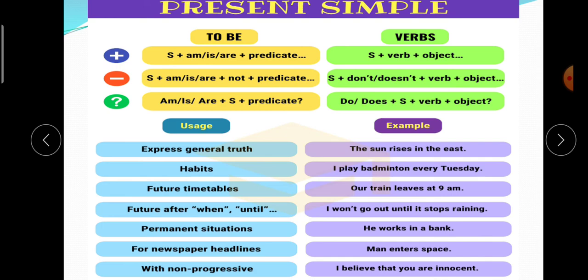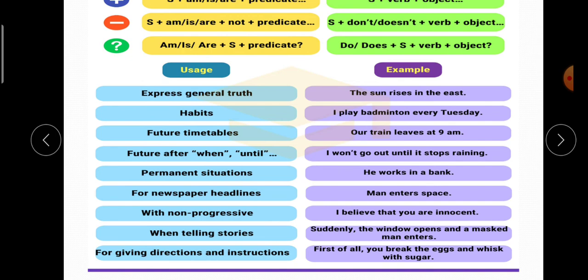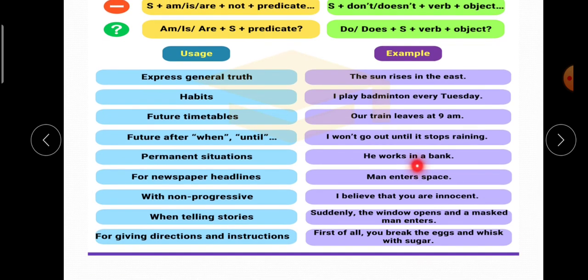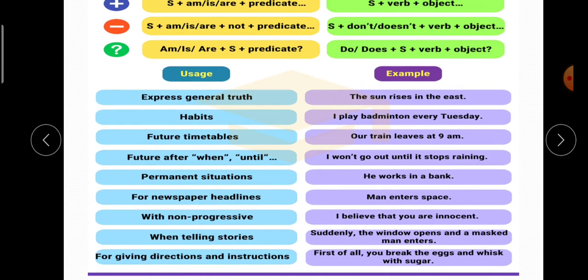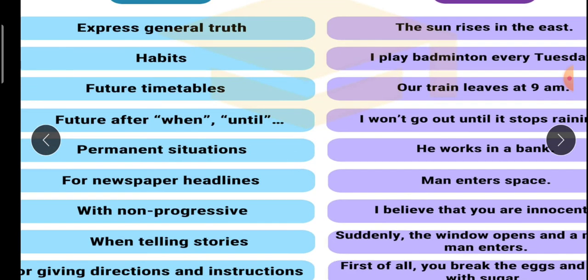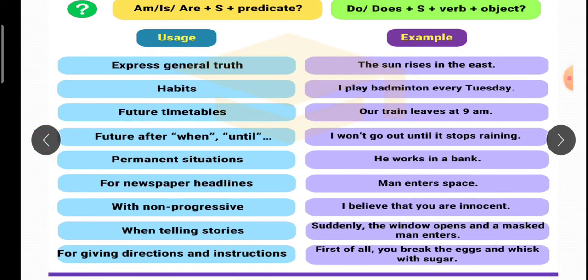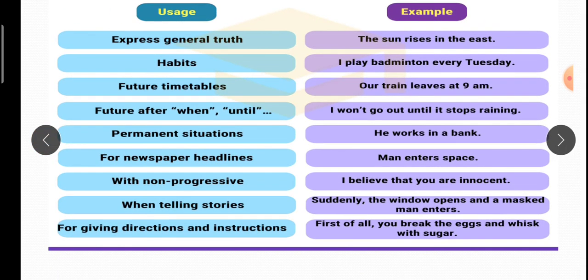What are the usages? How do you use simple present? While expressing general truths, habits, future timelines, future after when or until, permanent situations, for newspaper headlines. With non-progressives. In future we will use this when telling stories and for giving directions and instructions. Now in all these conditions we use simple present tense. And let's see the examples.